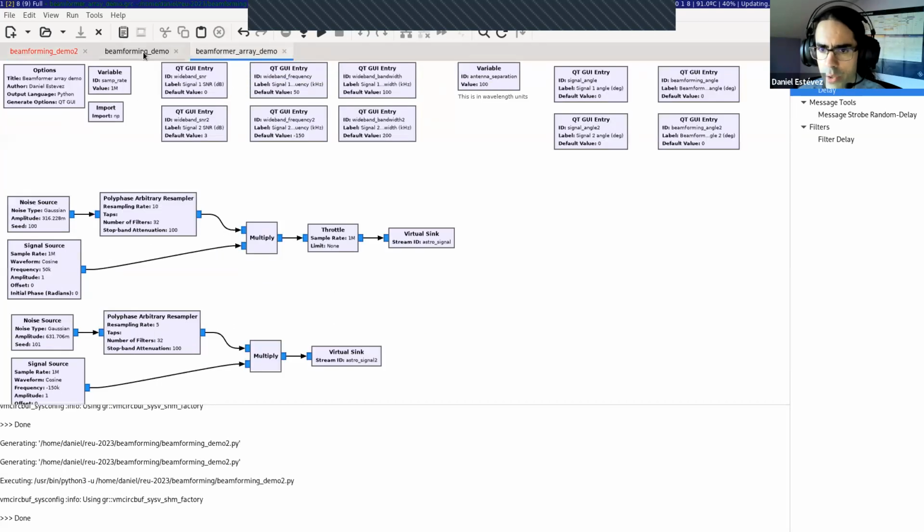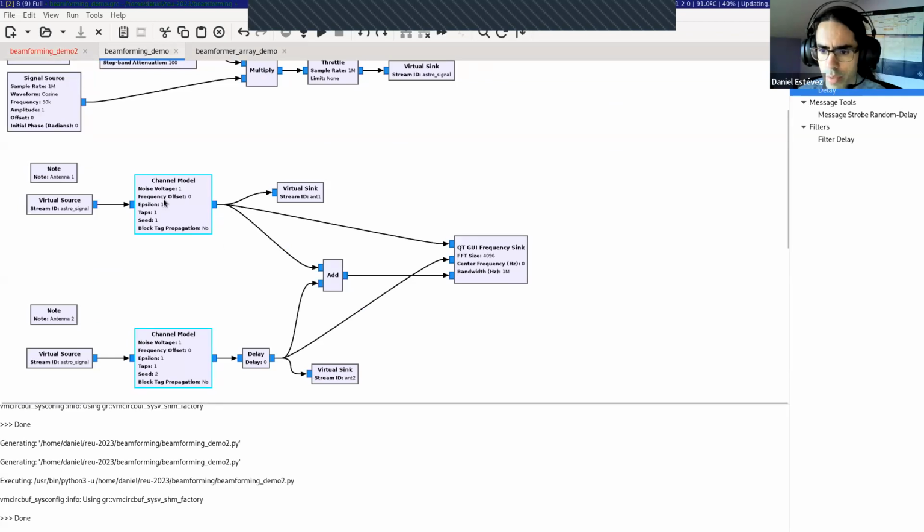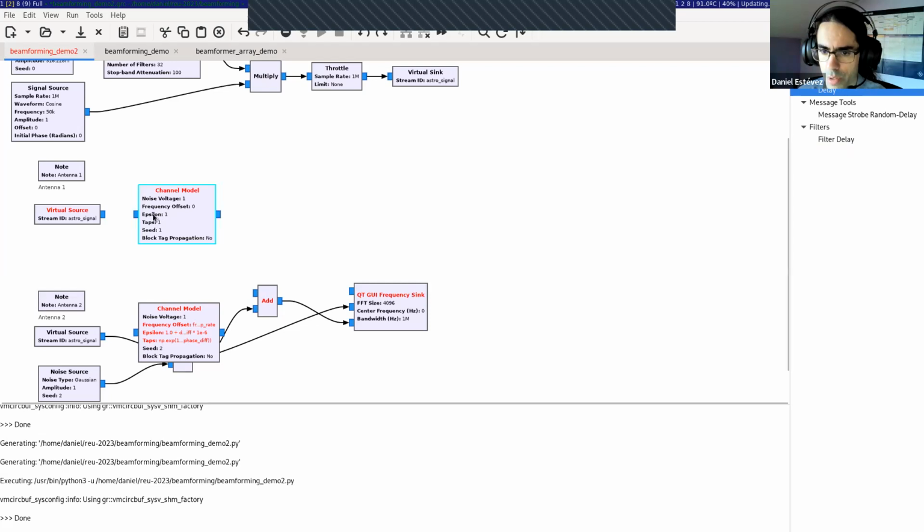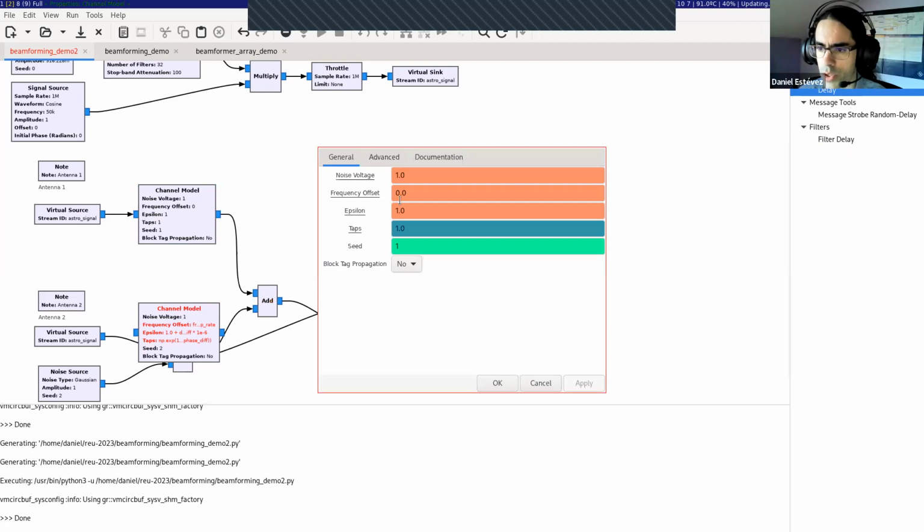So to do that, I'm going to use a new block. Let me copy and paste this too. I think I haven't used this channel model block. The channel model block is used to simulate a more complicated propagation channel than just adding noise. So in a sense, it's a replacement for this noise source and addition, and it has extra options. So you are supposed to run your signal through it. And then one of the options you can set is the noise voltage. That's the same as the noise amplitude on the noise source.